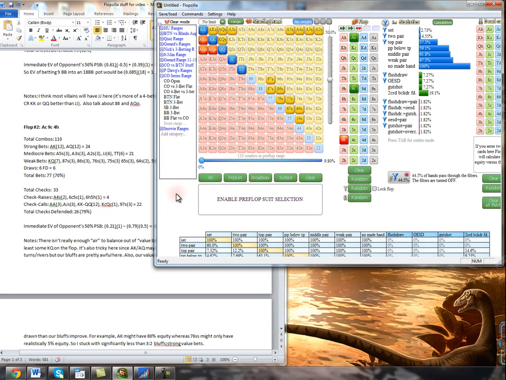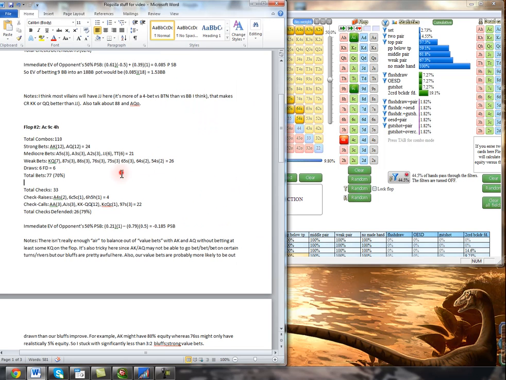And if you remember, this flop texture, our range had, I think, 54% equity, which was quite a lot. And we also just have a lot of really premium hands. We have the ace-king and the ace-queen in our range. So it really paid off that we 3-bet all of our ace-queen here. We have a lot of the really good hands.